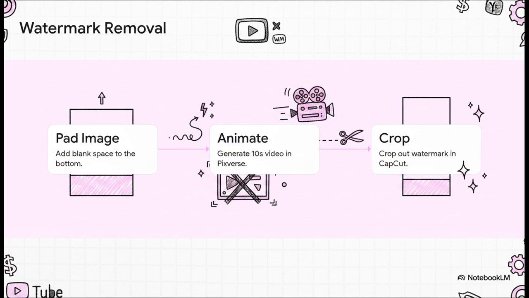The AI is actually going to place its watermark directly over that blank padded space. Step 3, when you bring it into your editor, you simply crop the bottom off. Boom, you've got premium unwatermarked animation completely for free.